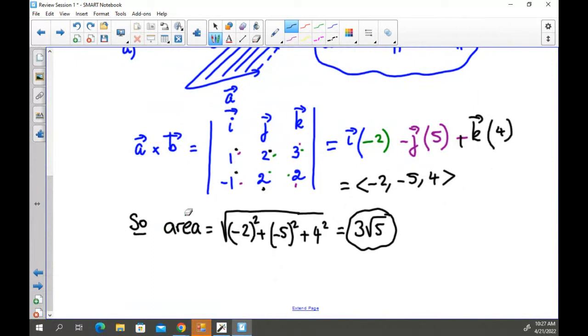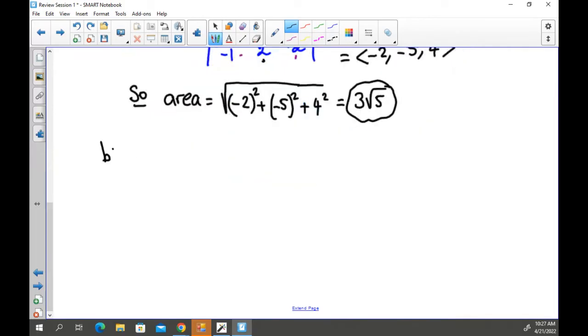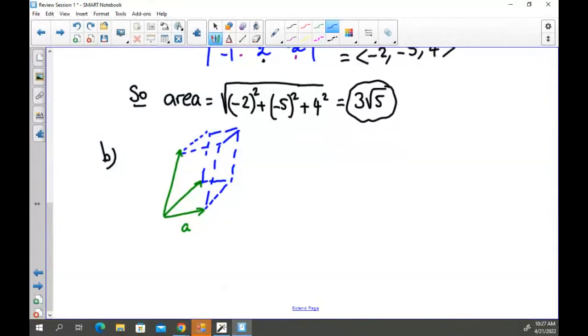So that is part A. Now part B: you have the three vectors A, B, and C. Now you want to find the volume of the solid formed by A, B, and C. So this time we want to find the volume of this three-dimensional solid.